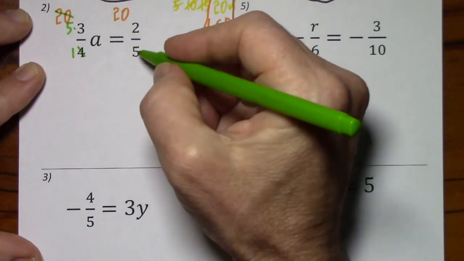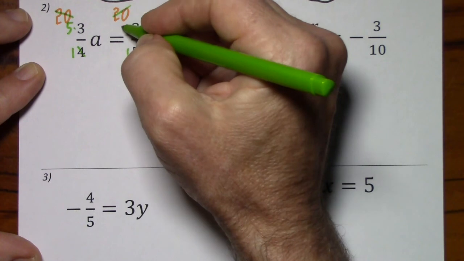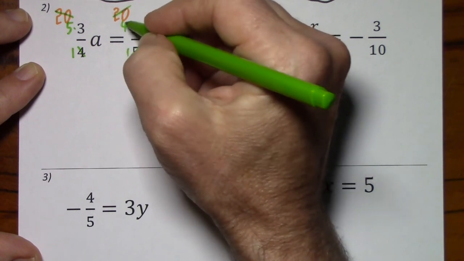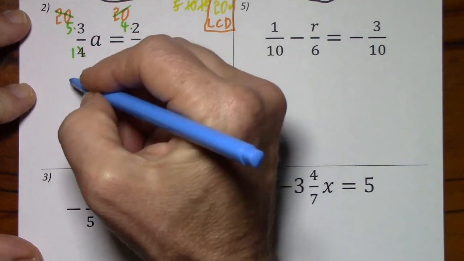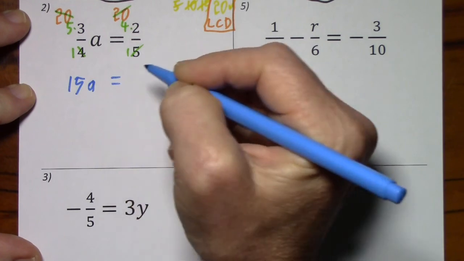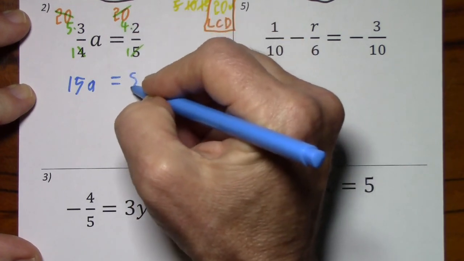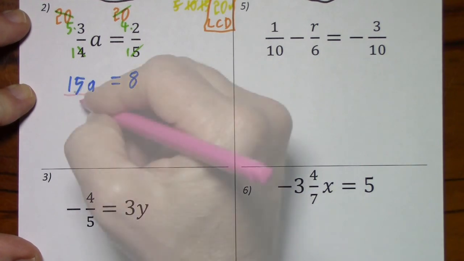On this side of the equals, 5 goes into 5 once. 5 goes into 20 4 times. 4 times 2 will give us 8. So 5 times 3 is 15a. Bring down your equals. 4 times 2 is 8. You want a all by itself, so we'll divide by 15.